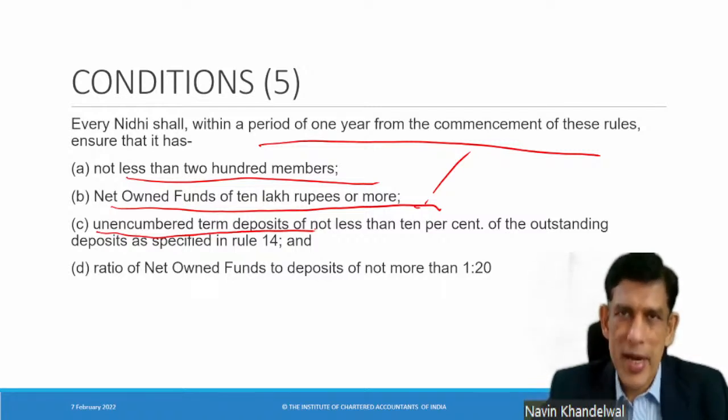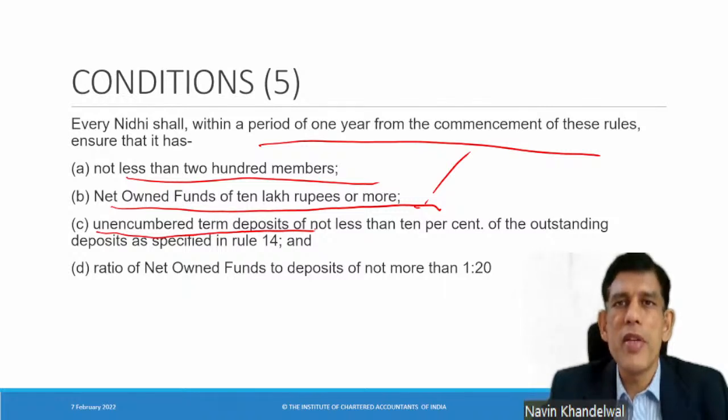They need to ensure that. It is to ensure that there is enough liquidity in the particular Nidhi company. If every deposit is charged against an outstanding loan, probably the Nidhi would not have enough liquidity to give loans to other members if required.